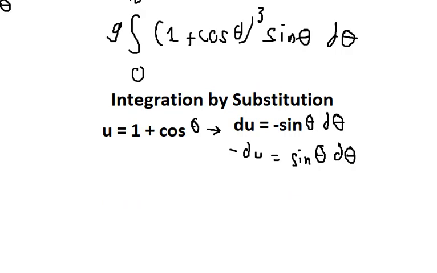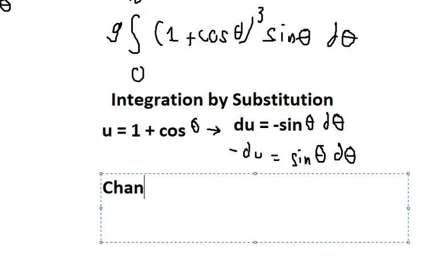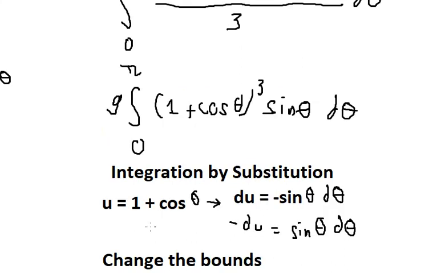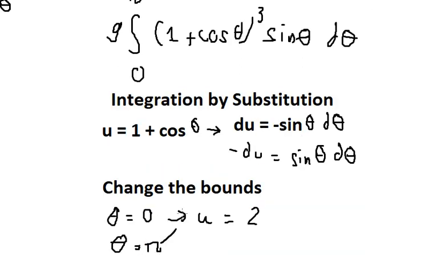Now we need to change the bounds. If theta equals 0, we put 0 in here to find the value of u, and you get about 2. If theta equals b, we put b in here, and we get u equals 0, because 1 minus 1 gives 0.